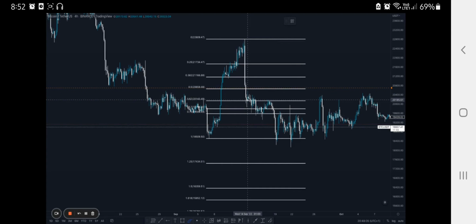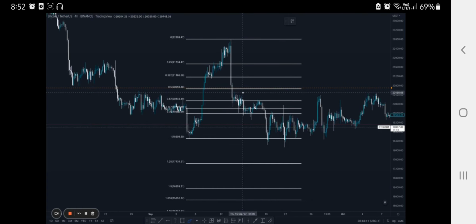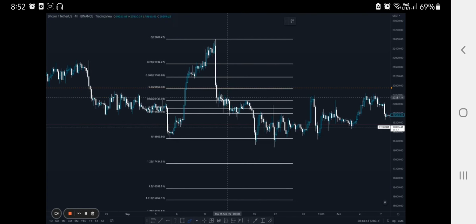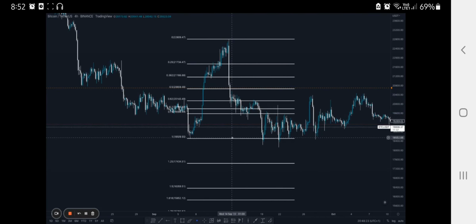People try and say that the 0.618 is like a magic number. It's a law of nature. It has to be respected. But as this example shows very clearly, we got an initial bounce around that level, but it led to nothing. If it doesn't work all the time, it's not a law of nature.